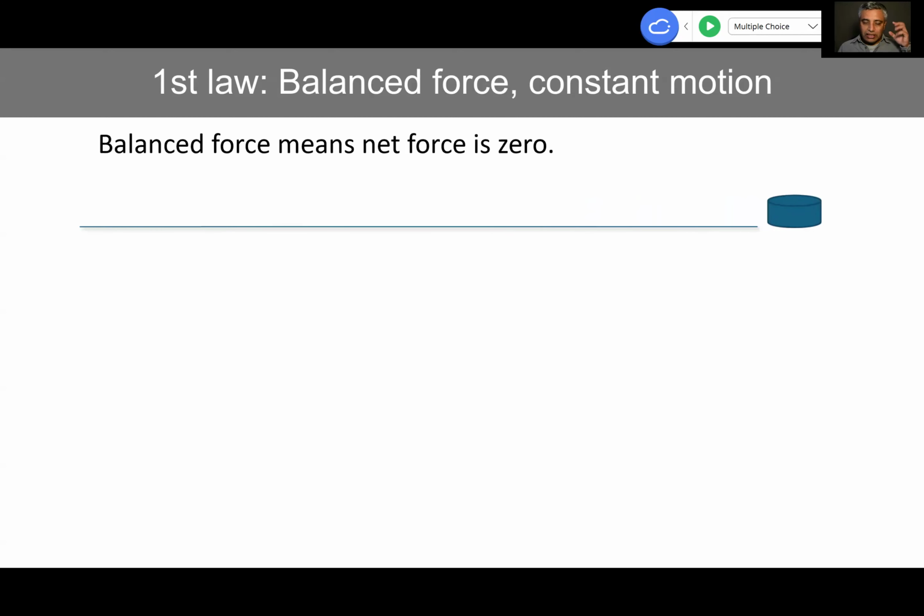Okay, so we need to separate this idea that a moving object always stops. The reason it stops is because there is always a friction force acting on the object that we may not even notice. We may not see it, and because of that, it slows down. But if the friction force wasn't there, or if the net force was zero, then the object would just keep moving forever.